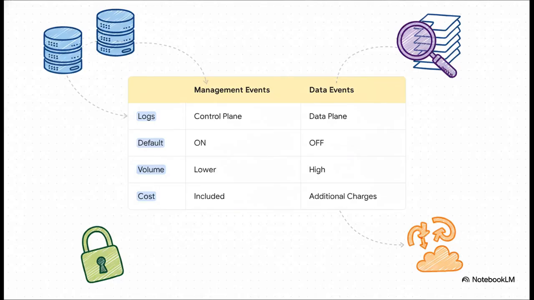So let's put these two giants side by side. Management events log changes to resources. They're on by default, they're lower volume, and they're included in the price. Data events, on the other hand, log actions on or in your resources, are off by default, are super high volume, and they come with additional charges. And that cost and volume, that's exactly why they are turned off by default.